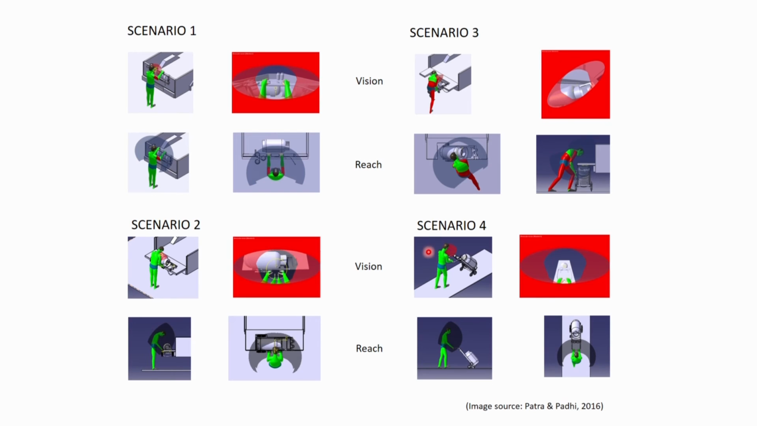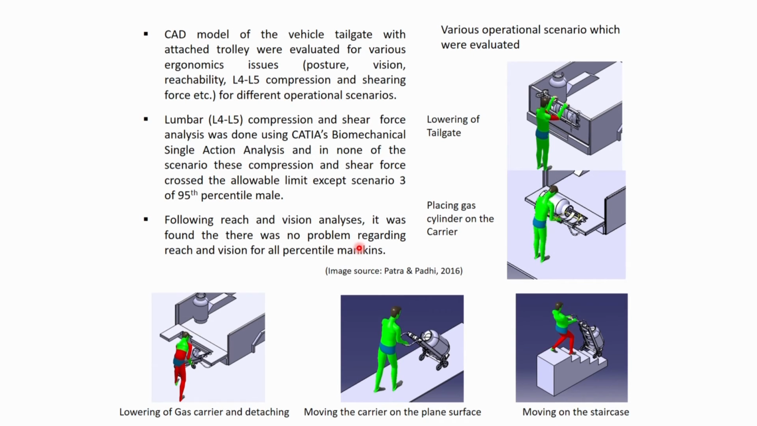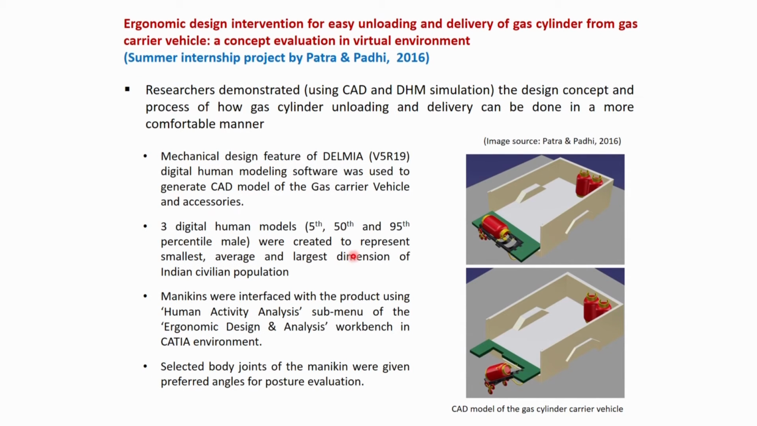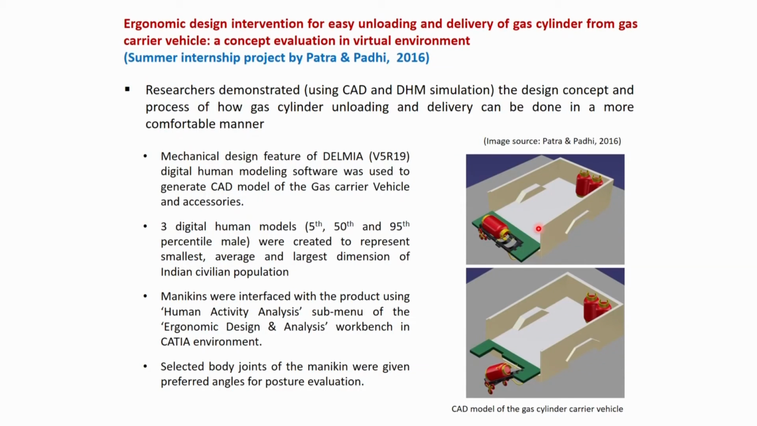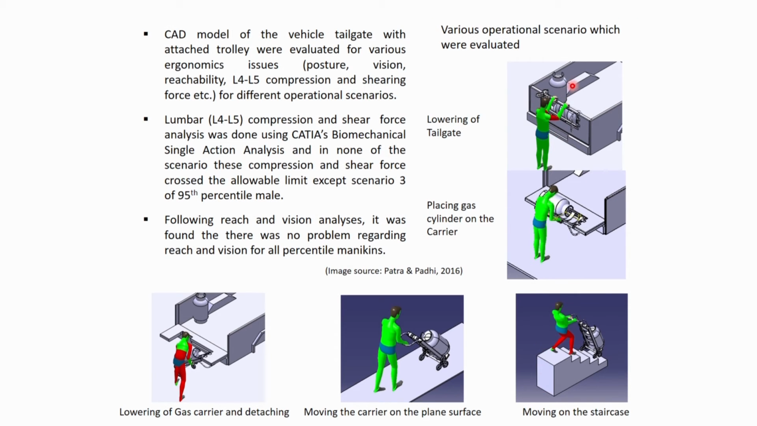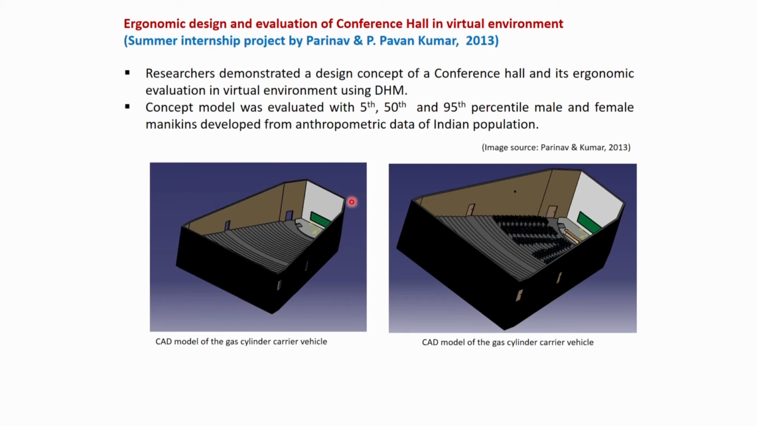So in this way, these researchers, during their summer project, a very small project, tried to understand how digital human modeling software can be used for designing the product or the process and how it can be evaluated for various types of operational scenarios. Next, we are discussing another small project by the students.